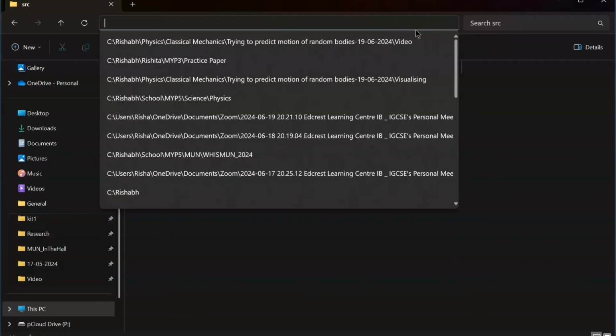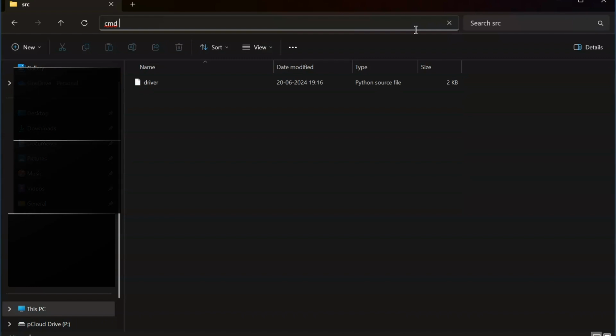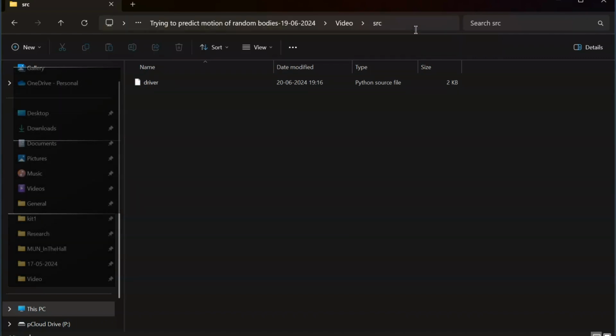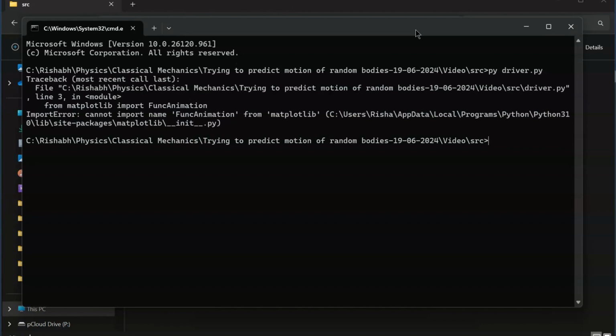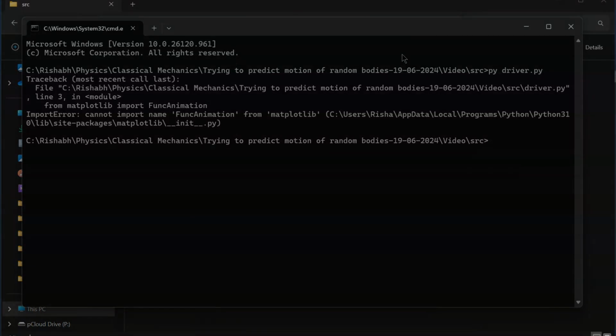Alright, next up, you want to be going to your folder where your recording is and typing cmd and hitting the enter button. Then you should have Windows PowerShell open. Next, type py-driver.py in my case, or whatever file.py in your case. Okay, there's an import error. No issues. Let's go back to our file.